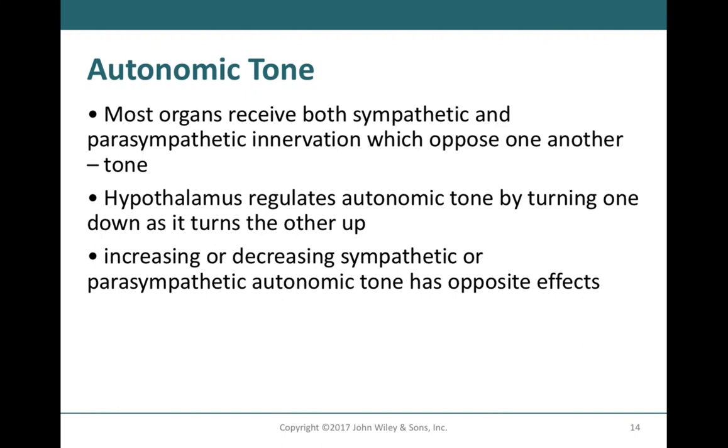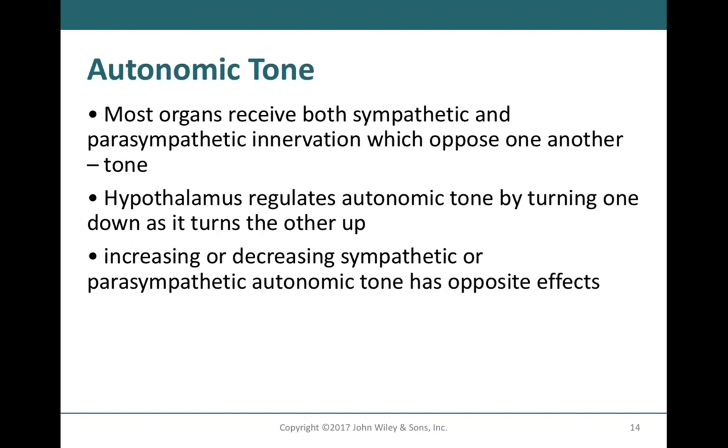And the hypothalamus is going to be the mediator between these two systems, and which system is going to gain overall control over that particular organ. So this bullet point further explains how this works. Now this is an important bullet, so I'm just going to go ahead and read this. Increasing or decreasing sympathetic or parasympathetic autonomic tone has opposite effects.